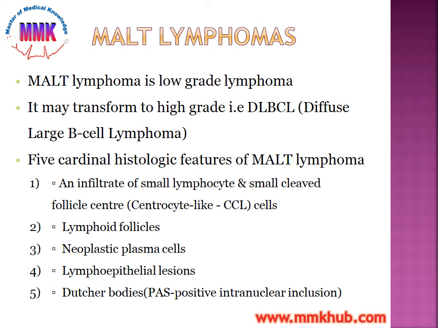First, an infiltrate of small lymphocytes and small cleaved follicle center, centrocyte-like (CCL) cells. Second, lymphoid follicles. Third, neoplastic plasma cells. Fourth, lymphoepithelial lesions. And fifth, Dutcher bodies, PAS-positive intranuclear inclusions.